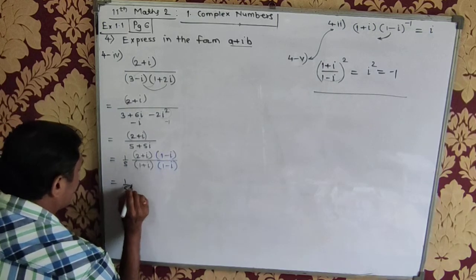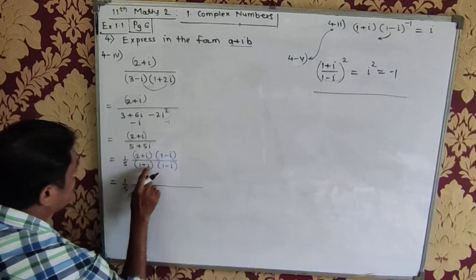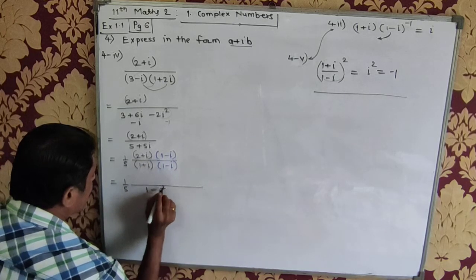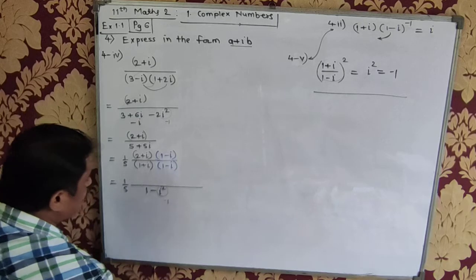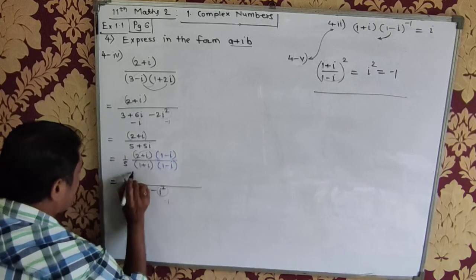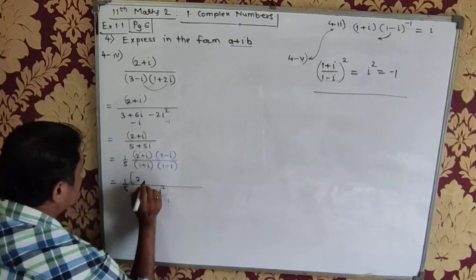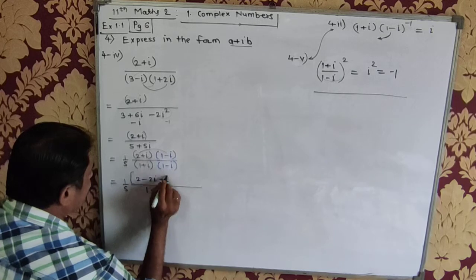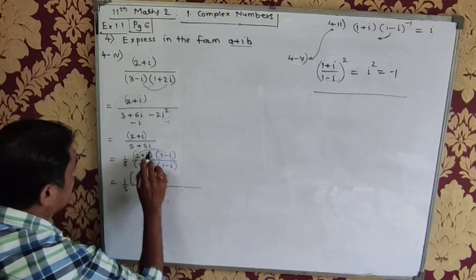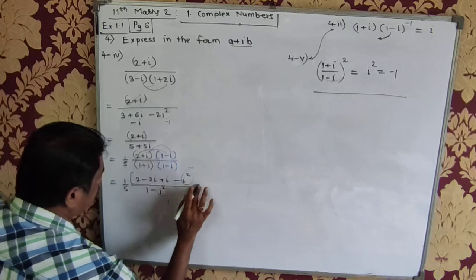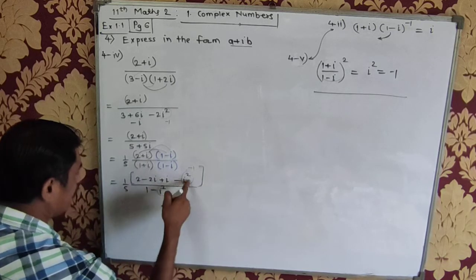Tell me, 1 upon 5. In the denominator, a plus b minus b a square, 1 minus b square minus i square. But i square is minus 1, minus minus plus, that is 2. You see? Okay, tell me the numerator. 2 minus 2i minus 2i plus 1, plus i, sorry, i and minus i minus i square. But i square is minus 1, so this is 1 plus 2, 3.